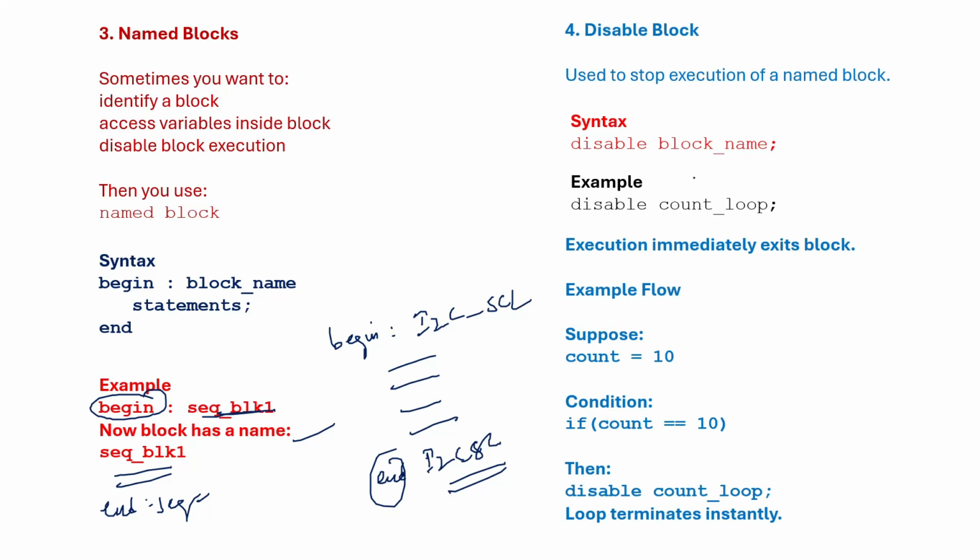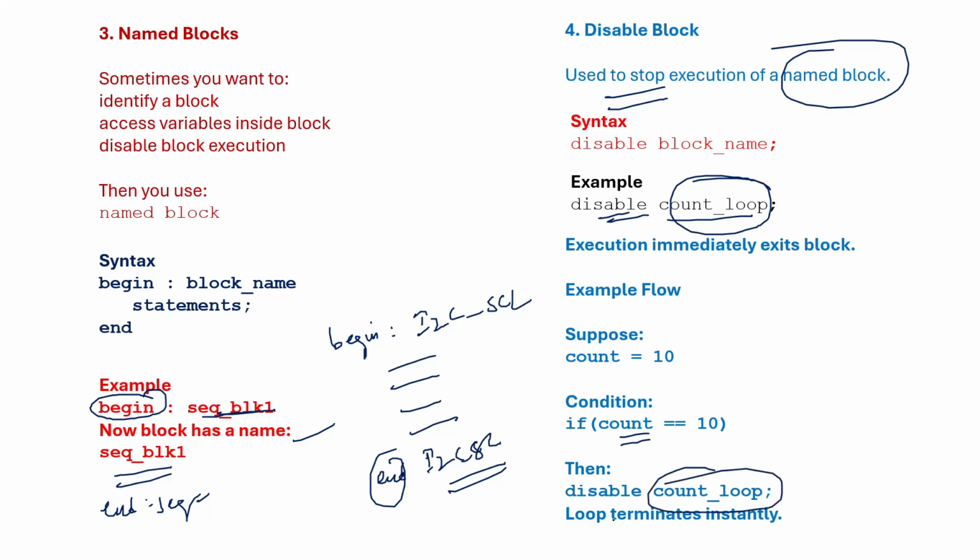And similarly, disable block. You can use it to stop the execution by name of the block. Disable block, you can disable count loops. Whatever count loops you are using, that will be disabled. Here count is there, right? That count loop I want to exit. I want to stop that simulation. At that time, you can use the disable. So the loop terminates instantly. Whatever loop you are using, that will terminate instantly.